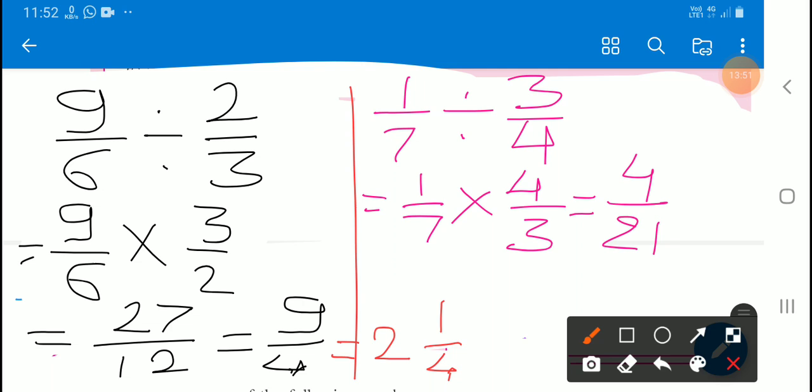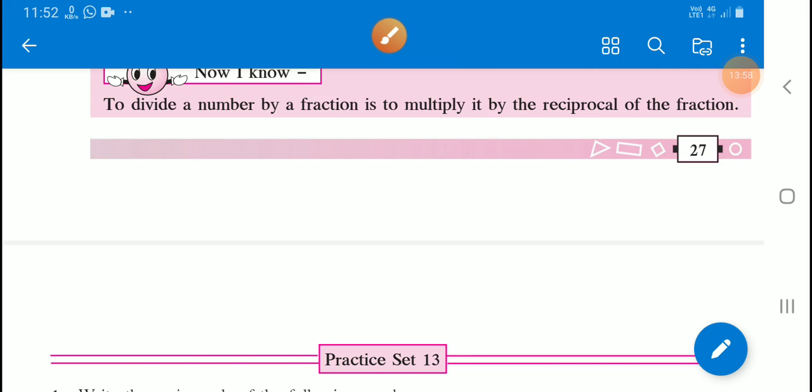Okay. Like this way you have to solve the practice set, and write all the examples in your book.